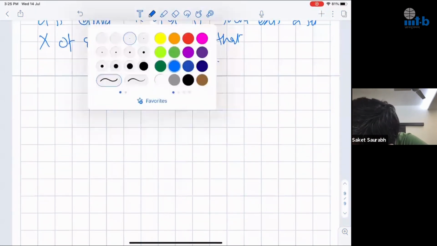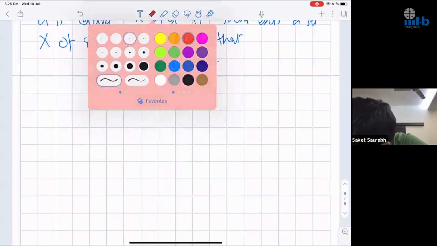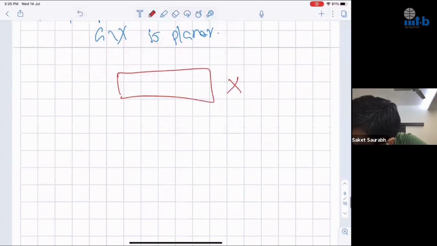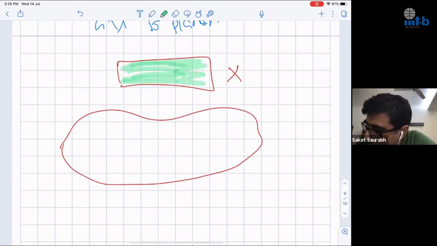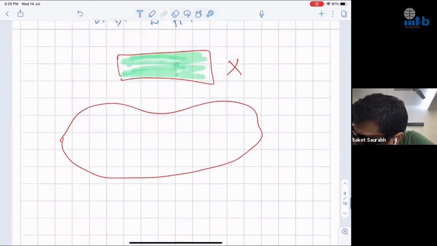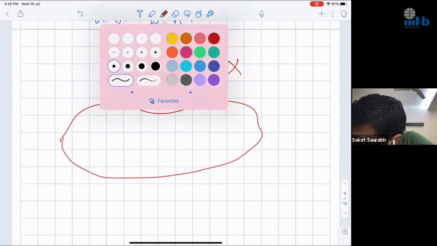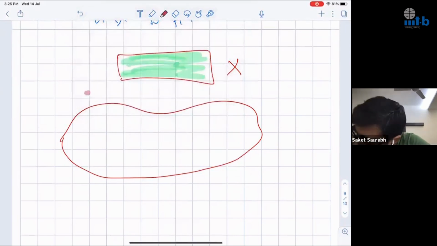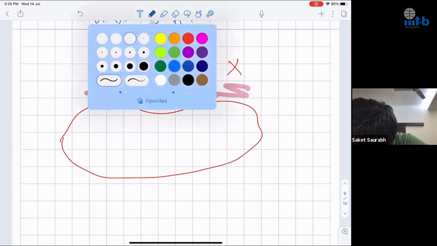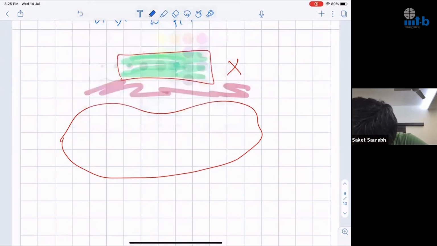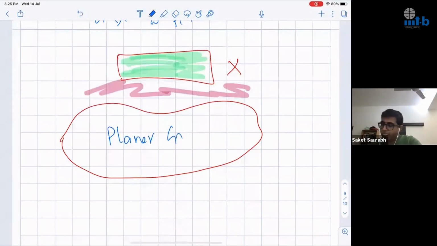Okay, there's a set X. And here is my... I don't know how there could be neighbors all over the places, but I know that this is a planar graph. Okay. Now, suppose I gave you this, there are 2 questions.